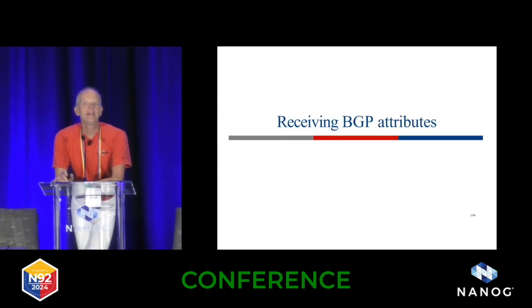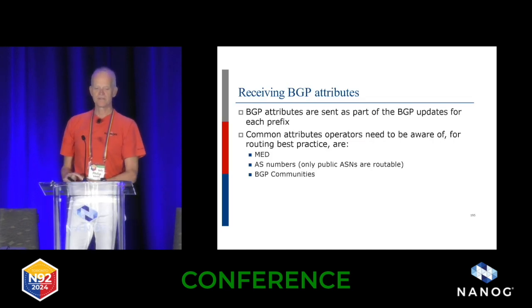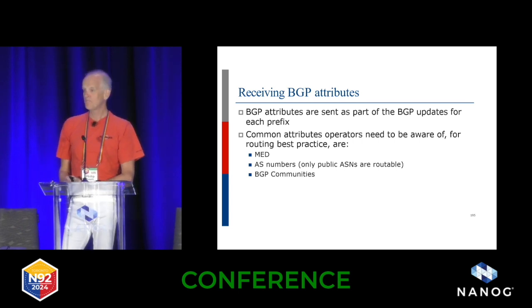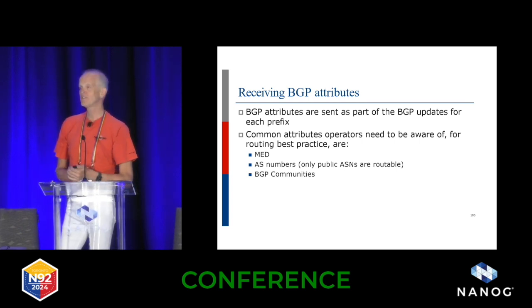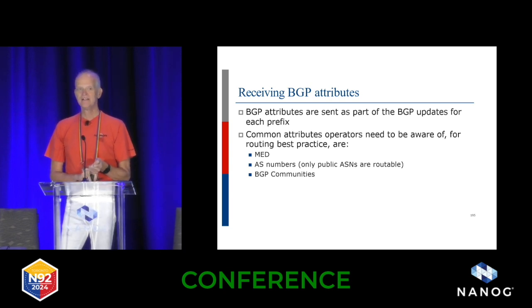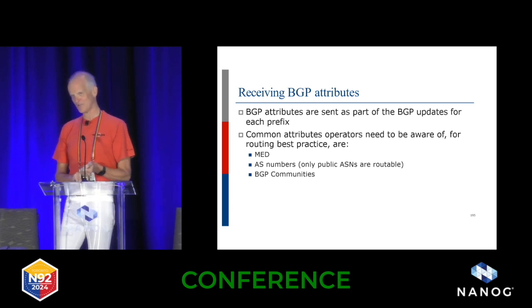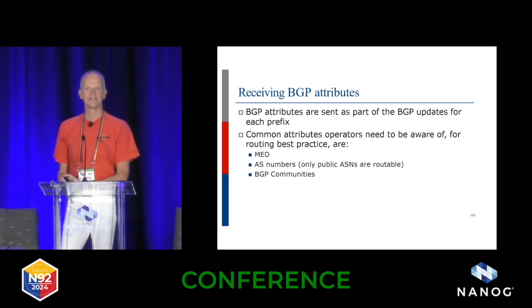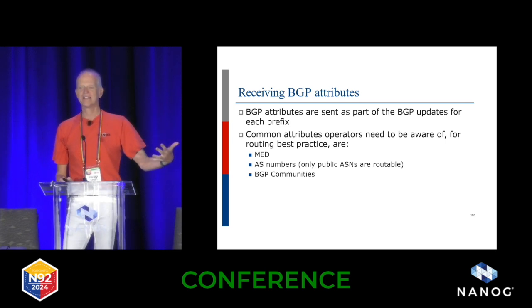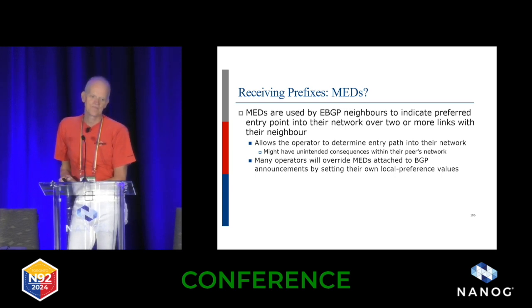What about BGP attributes? The attributes are sent as part of BGP updates for each prefix. So common attributes you need to be aware of would be MED, AS numbers, BGP communities. Only the public AS numbers are routable. But again, if you jump onto places like RouteViews, it's amazing what you can actually find that people are sending. And how do these other ASs get beyond filters? Probably because nobody's filtering them.